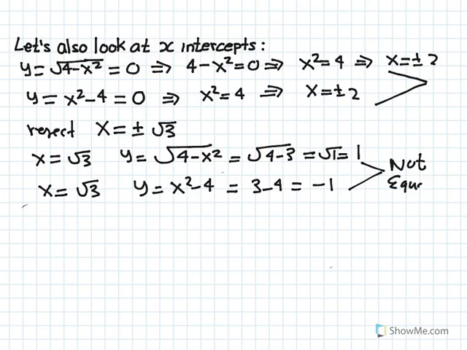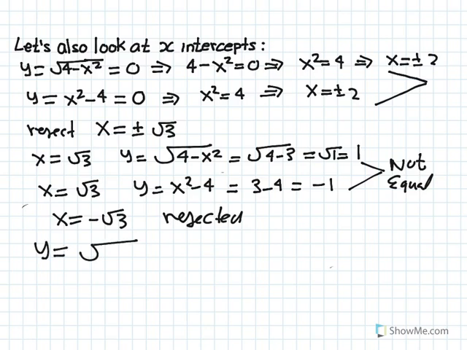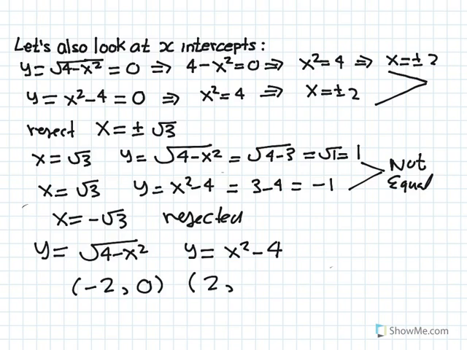Similarly, x equals negative root 3, by the same reasoning, is also rejected. So the only intersection points of the two functions, y equals root of 4 minus x squared and y equals x squared minus 4, are negative 2, 0 and 2, 0, which are the x-intercepts of both functions.